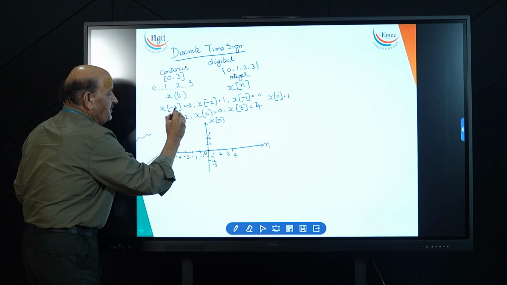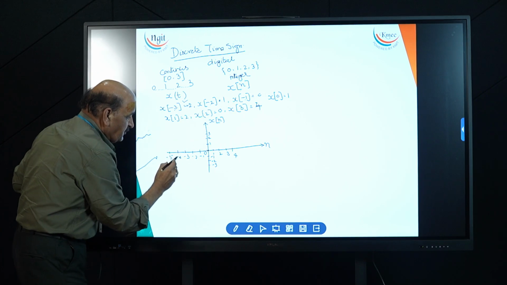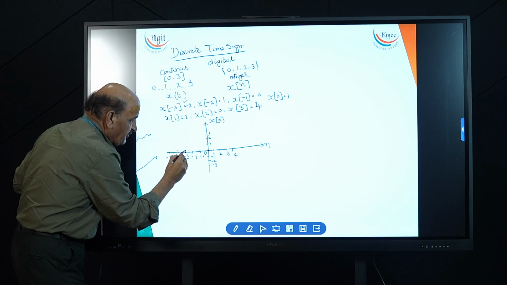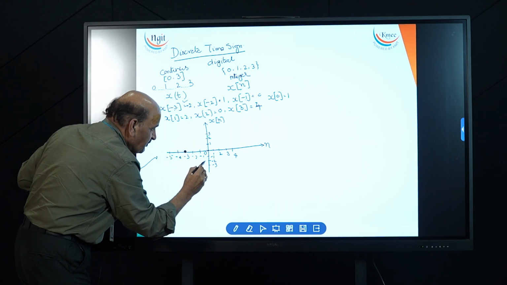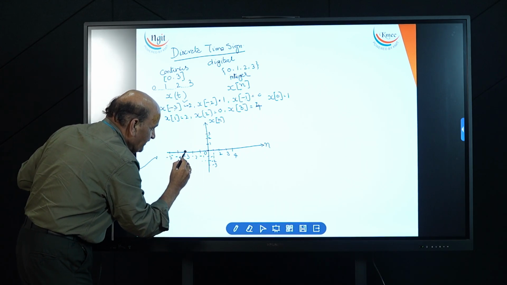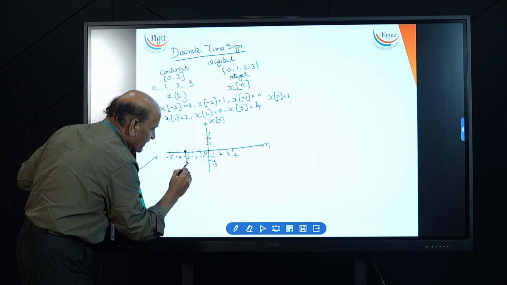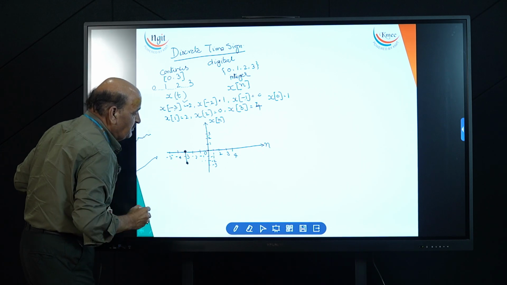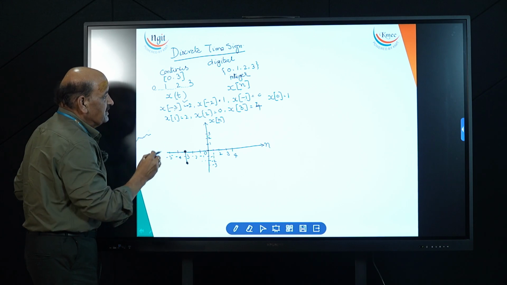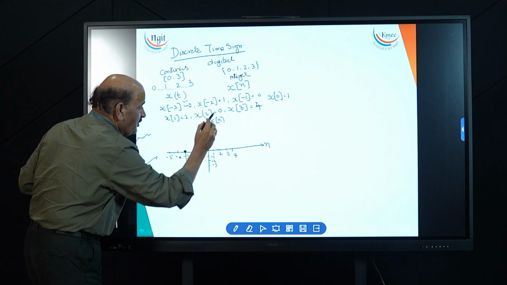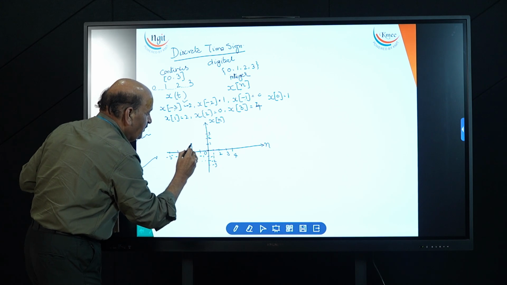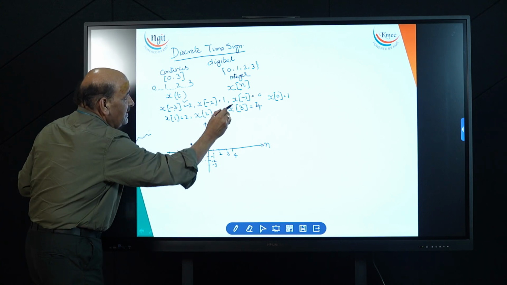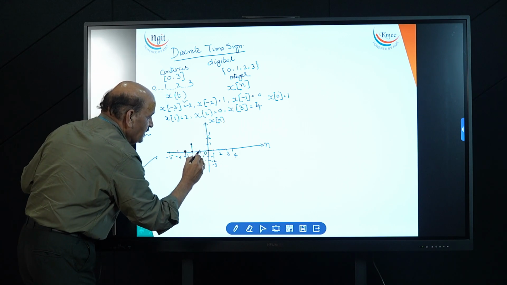Now first one, look at. x of minus 3 equal to minus 2. So this is x of minus 3, on the left side, and its value equal to minus 2. Minus 2 means up to this level. So now we have to make it like this, just a bubble type, digital. x of minus 2 equal to positive 1, so at minus 2, up to the level 1. x of minus 1 equal to 0. 0 means on the same axis itself.